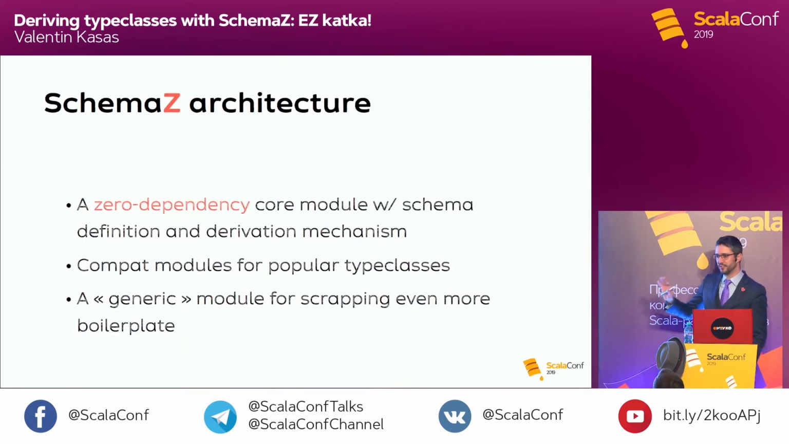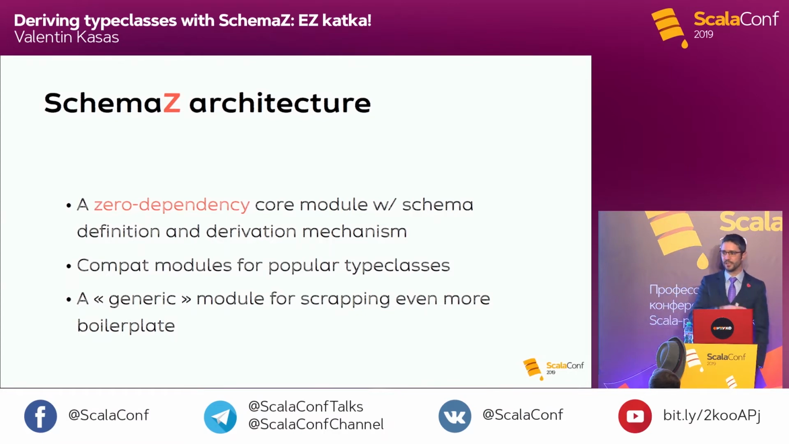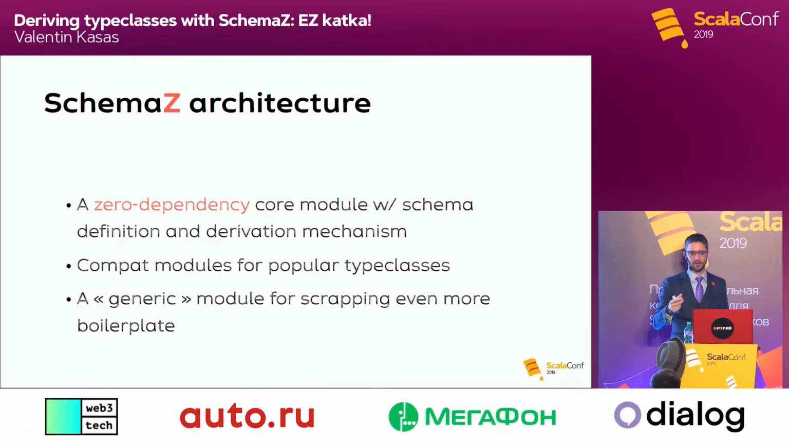So the architecture is pretty simple. The Z stands for zero dependency, meaning that the core module has zero dependency, and that's what provides you with the schema abstraction and the derivation mechanism. It has a few compatibility modules that will provide derivation for the most popular type classes from Cats or ScalaZ or whatever. And also a generic module that will help you scrap more boilerplate, for example inferring the schema from the structure of your ADT using Shapeless, namely.